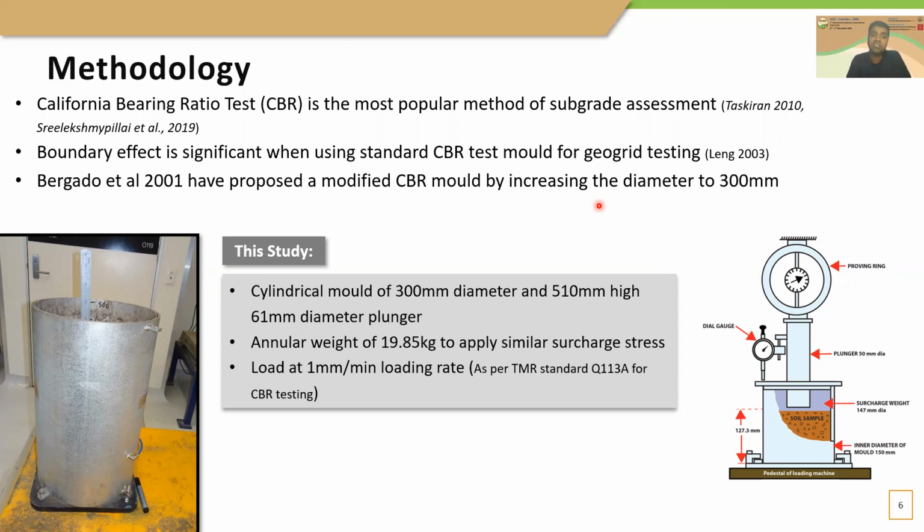Considering that, for this comparative analysis, we used a cylindrical mould of 300 millimeter diameter and 410 millimeter height, with a plunger size of 61 millimeter diameter and an annular weight of 19.85 kilograms to apply a surcharge stress similar to the surcharge that we apply in the standard test. And we load at the rate of 1 millimeter per minute, which is the standard CBR loading rate.